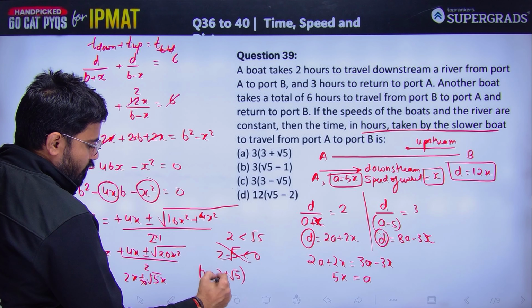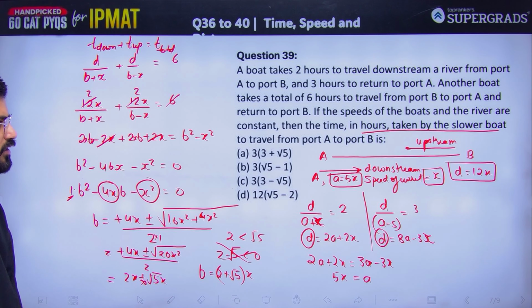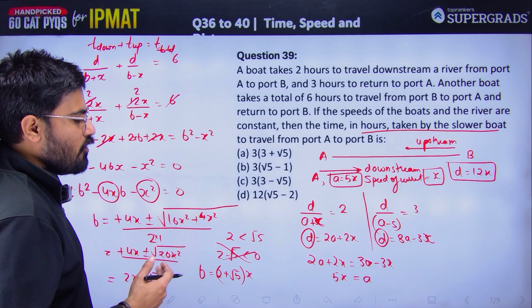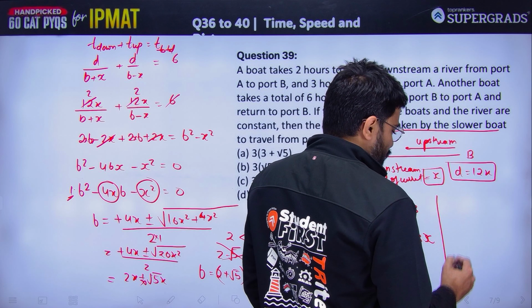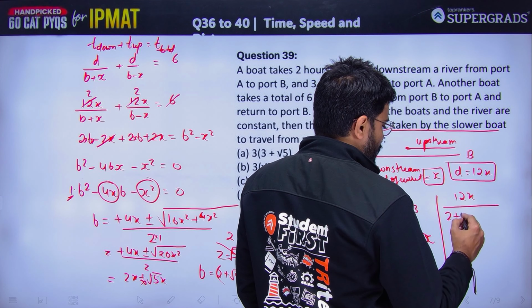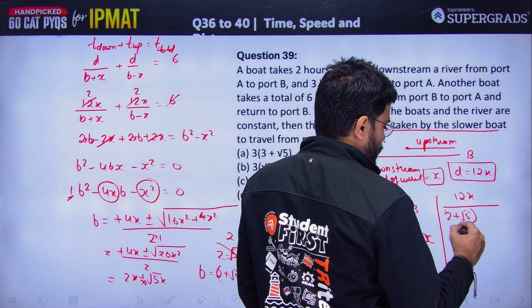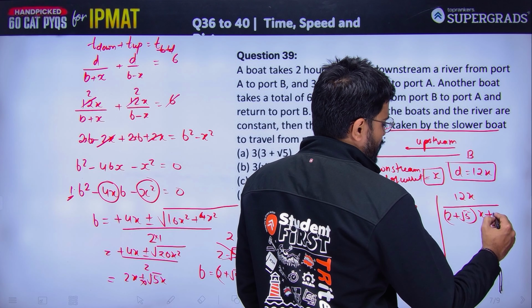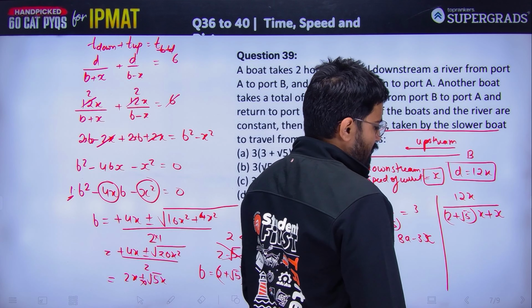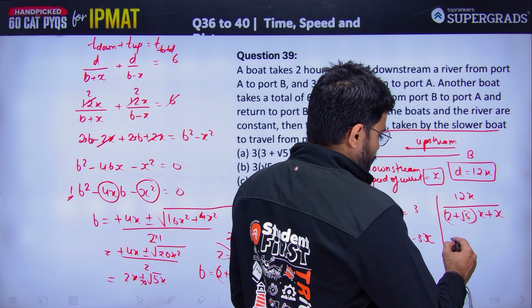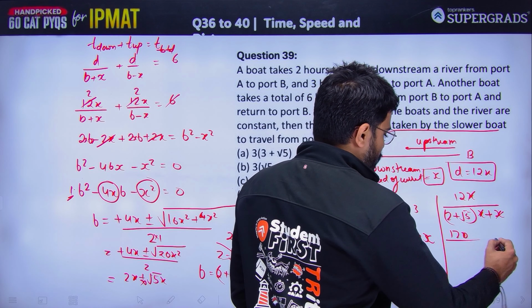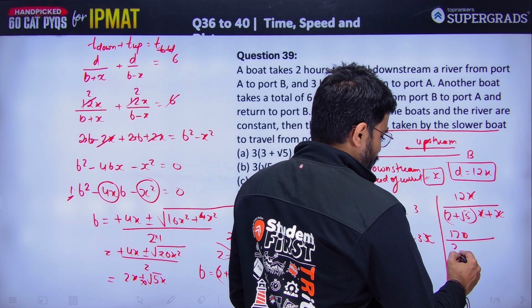Now what have they asked? What is the time taken by the slower boat to travel from port A to port B? So time taken downstream will be equal to distance upon 2 plus root 5 x plus speed of the current. Going downstream, the speed of the current gets added, so what will this become? 12x, the common x will cancel, so only 12 upon 2 plus 1 remains, which is 3 plus root 5.